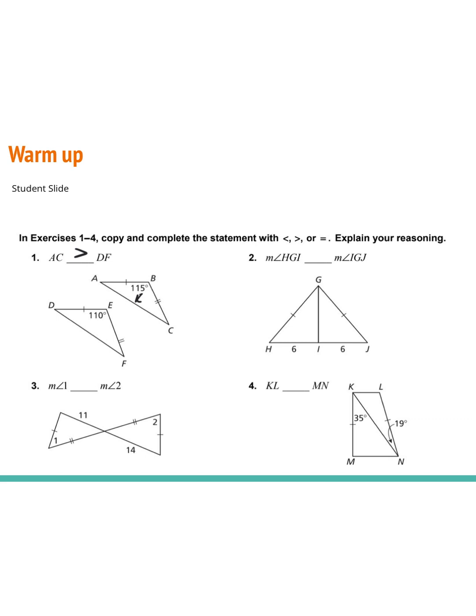Then for the next triangle, we have the measure of angle HGI is going to be congruent or equal to the measure of angle IGJ because those triangles are congruent by the HL theorem. Then we're going to have measure of angle 1 and measure of angle 2. Measure of angle 2 is going to be bigger because this side is bigger. And then we have the segment KL and the segment MN. The segment KL is going to be less than the segment MN, again because of the sizes of the angles.